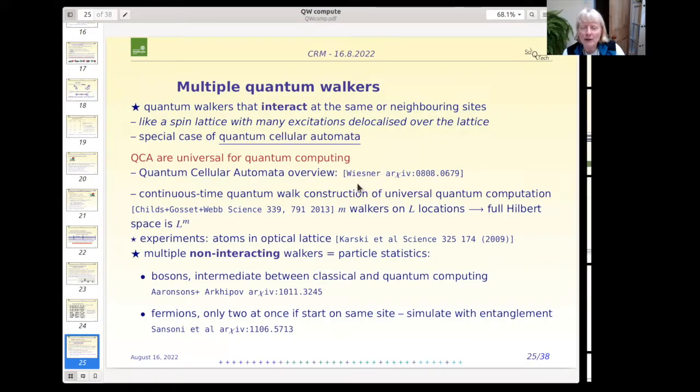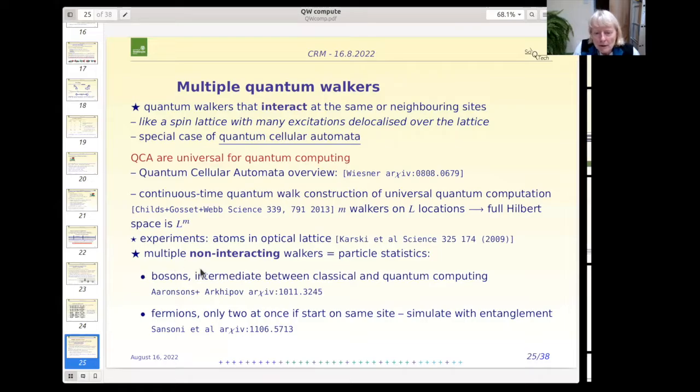And there's a nice overview article from Carolina Wiesner here that's available on the archive. The continuous time quantum walk construction came out in 2013, so like 4 or 5 years later. And if you've got M walkers on L locations, the full Hilbert space is L to the M, and now you can't do an efficient quantum simulation of that. And the experiments that could do this are atoms in optical lattices. So that experiment I mentioned but haven't told you much about yet is the one we want to look at next. But first, just an aside here.